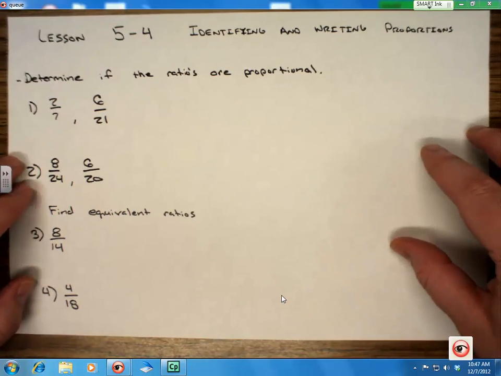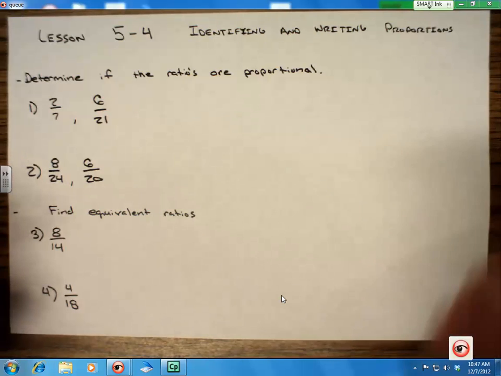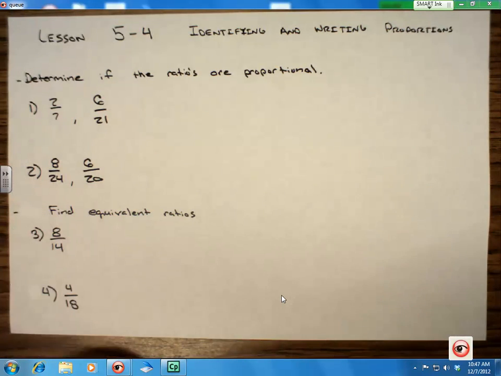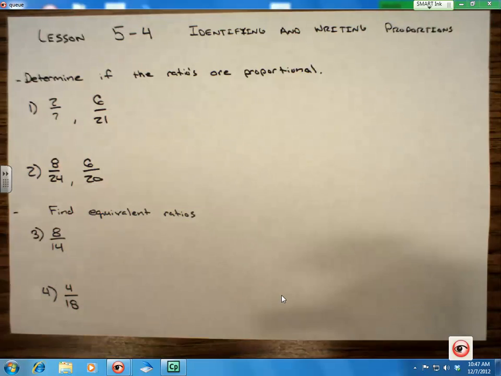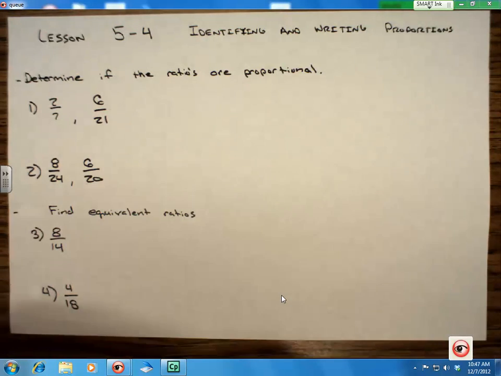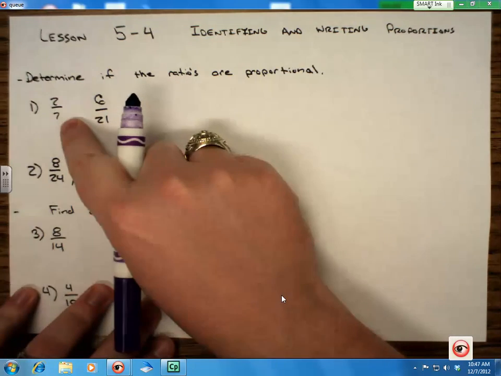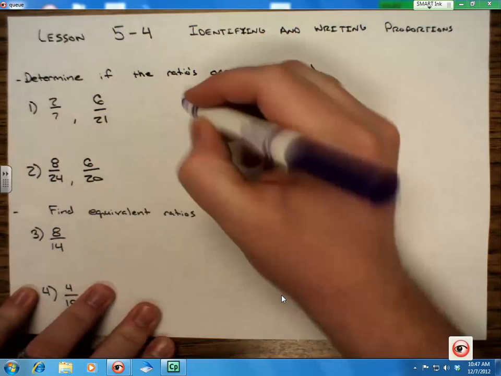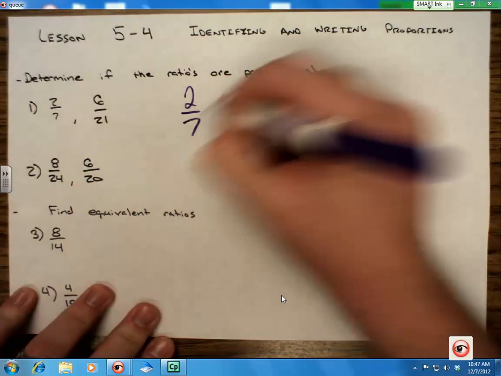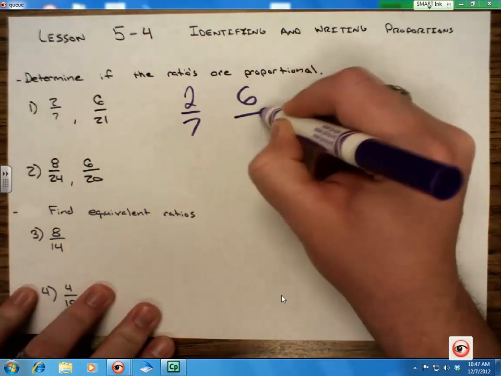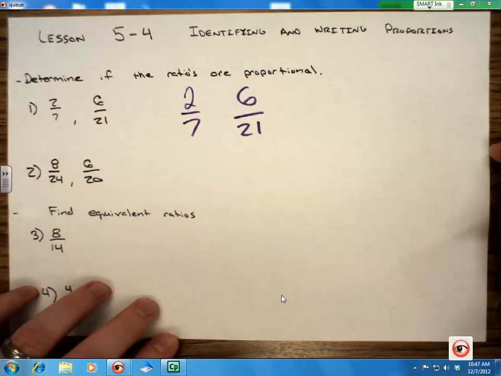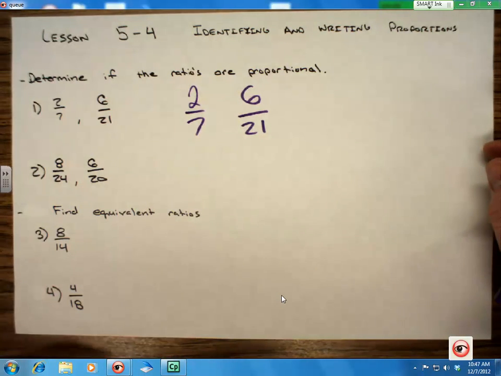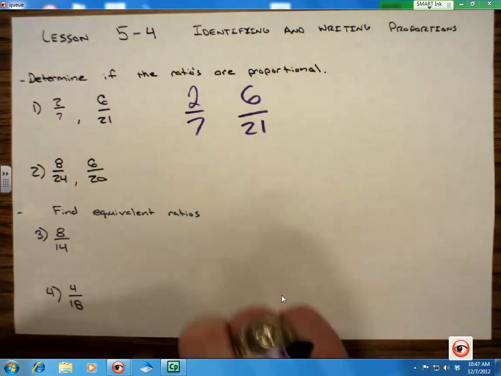Our first one says determine if the ratios are proportional. Now, remember, we just said that our definition for proportional means equal. So we're trying to determine if these two fractions right here equal each other. On our first one, it's going to be 2/7 and 6/21. Now, we could do this a couple different ways. We could find common denominators for them, or we could also cross multiply. That will also work. Okay?